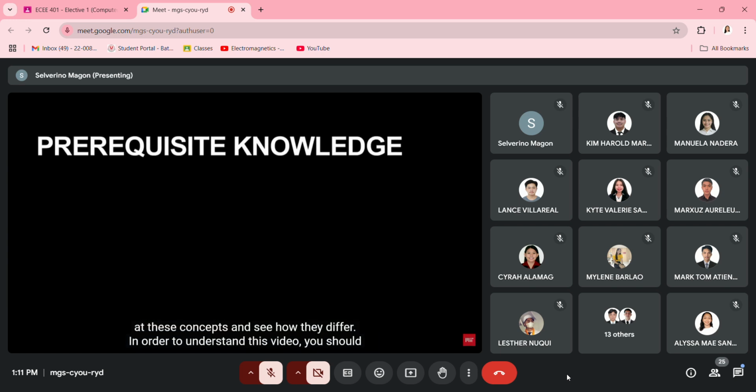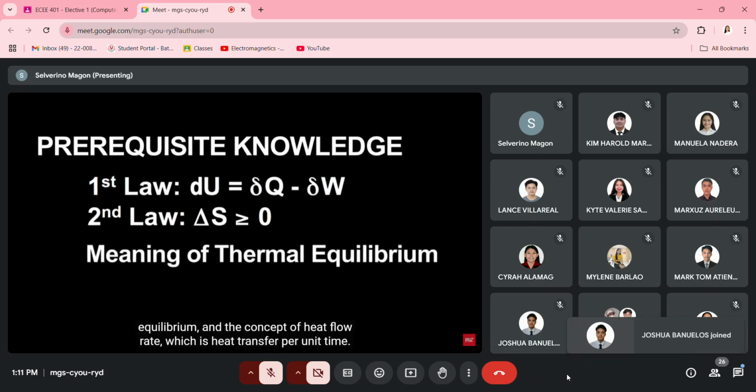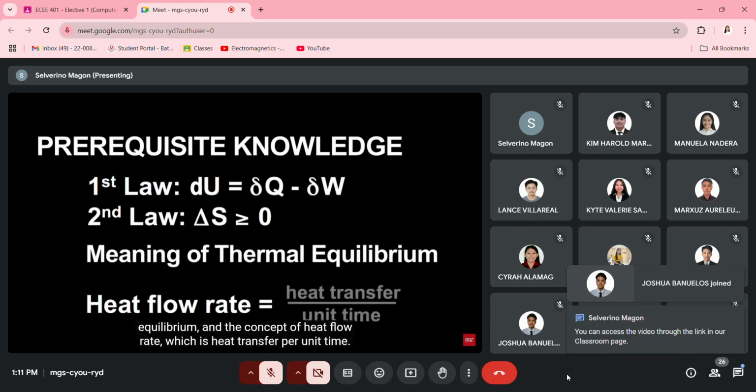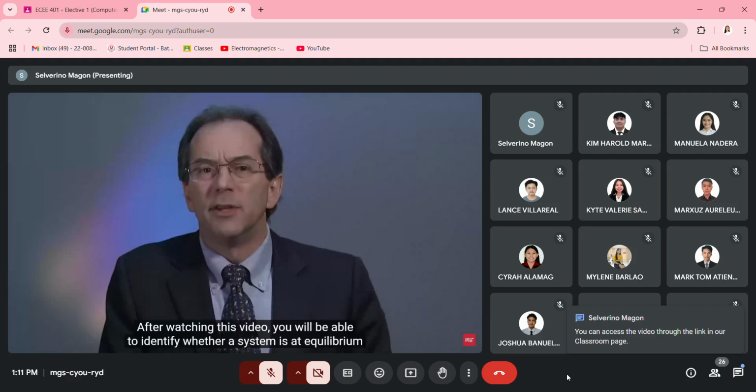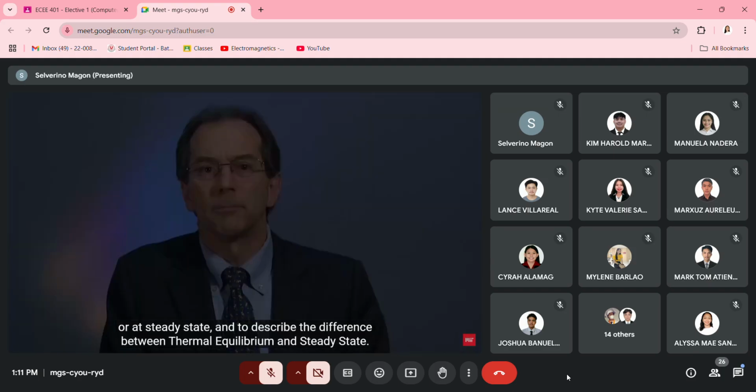In order to understand this video, you should be familiar with the first and second laws of thermodynamics, the meaning of thermal equilibrium, and the concept of heat flow rate, which is heat transfer per unit time. After watching this video, you will be able to identify whether a system is at equilibrium or at steady state, and to describe the difference between thermal equilibrium and steady state temperature.